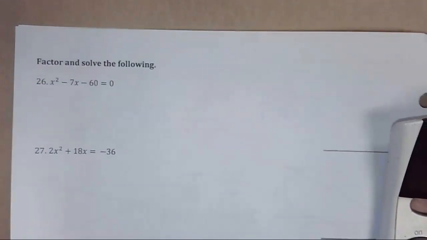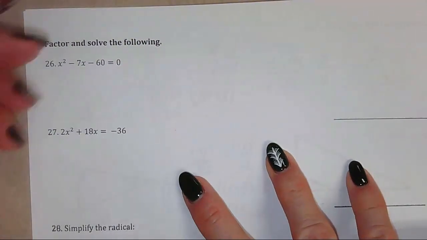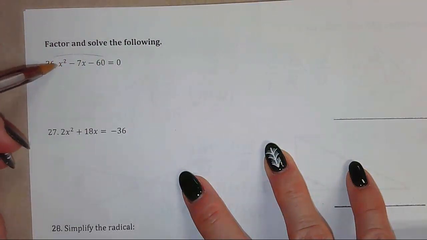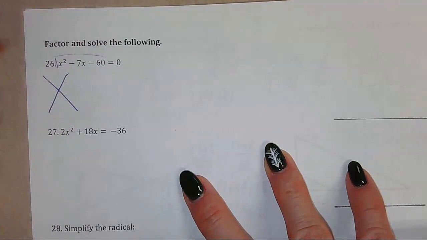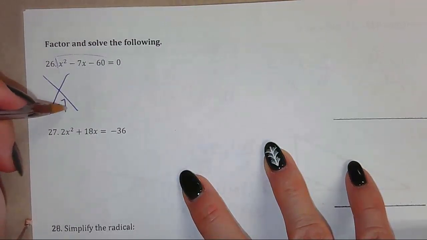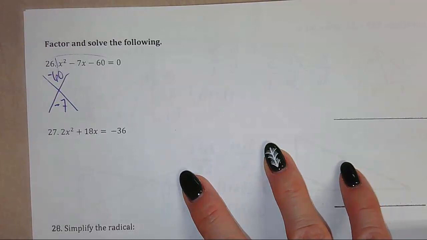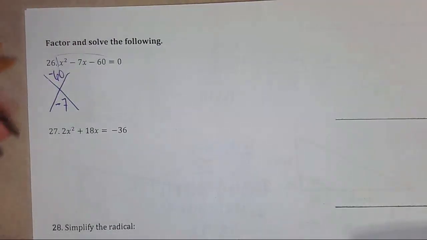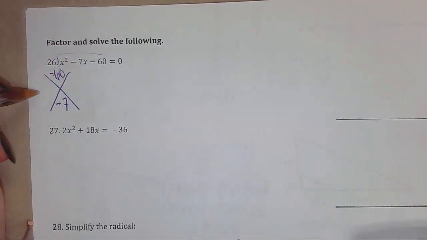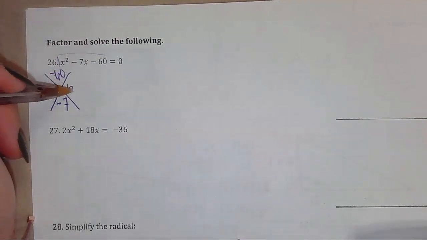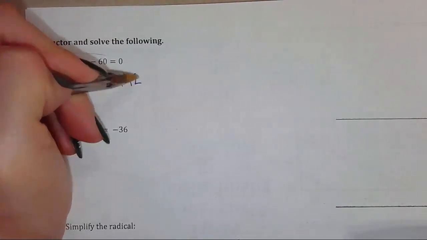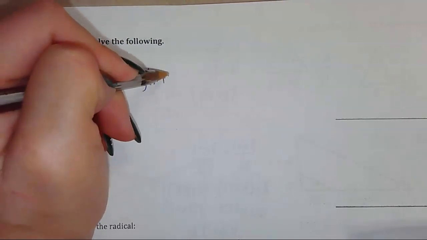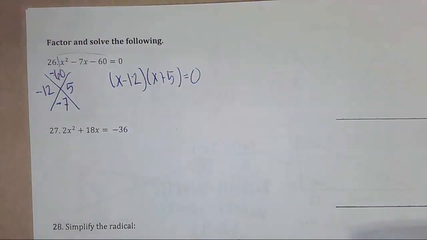We are going to factor and solve. So this one, there's no GCF. There's only a 1 there, so I can jump straight into my x factor. All right, middle brother comes to the bottom, negative 60 on top. And what multiplies to negative 60, but adds to a negative 7 would be negative 12 and 5. So I have x minus 12 and x plus 5 equals 0.